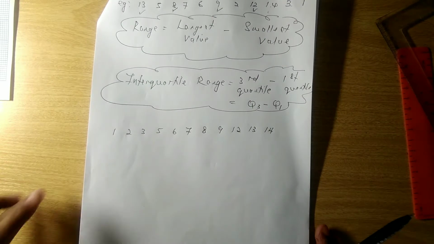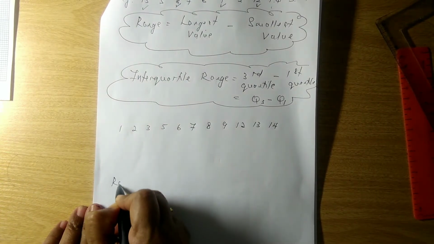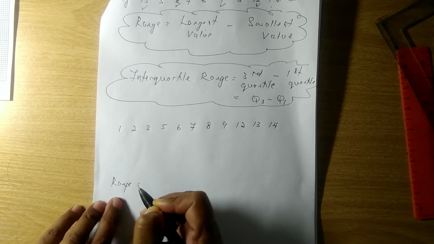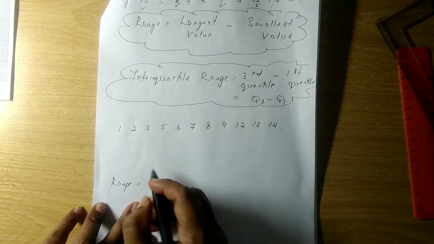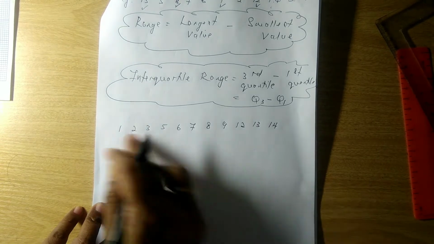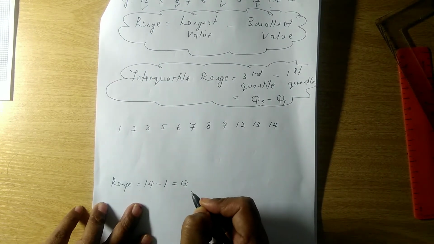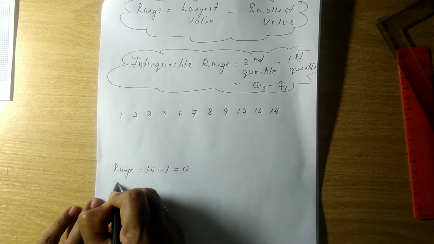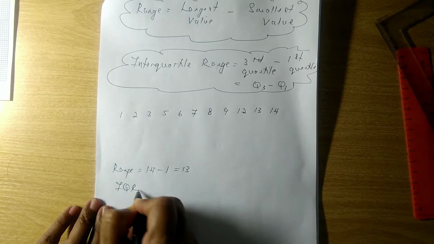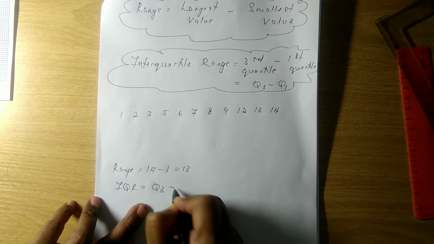So now if you were to calculate the range, the range would be the largest value, in this case 14, minus 1. So you'll get 13. So the range is 13. Next we go for the interquartile range. The interquartile range is given as the value from the third quartile minus the first quartile.